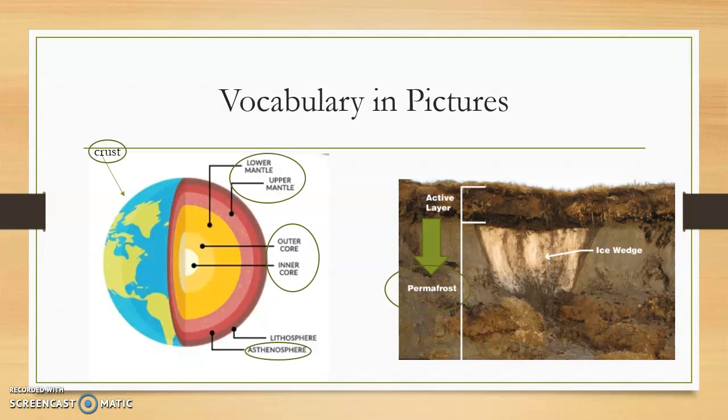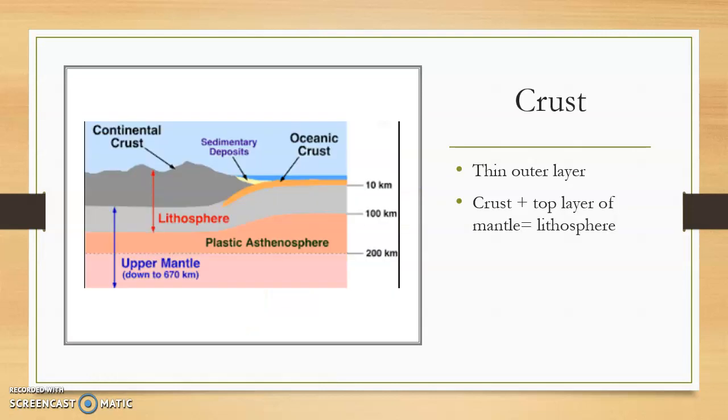So the first thing we want to look at, you can see when you read through the lesson, you've got some vocabulary. We're looking at the crust, the mantle, the core, the asthenosphere, and permafrost, which is frozen soil. We'll go more in depth with the layers of the Earth, but I just want you to take a quick visual of this so as we talk through it, you can kind of see what we're talking about.